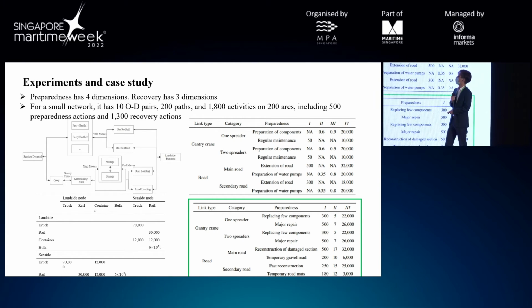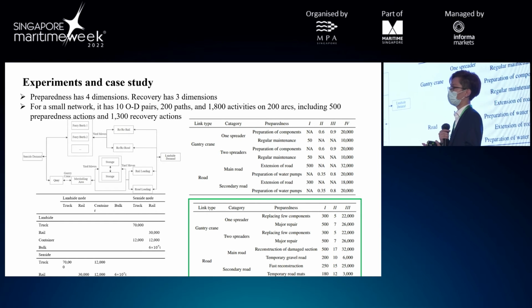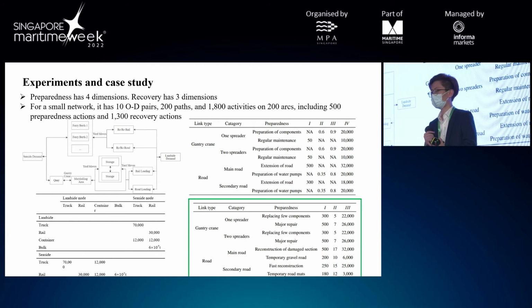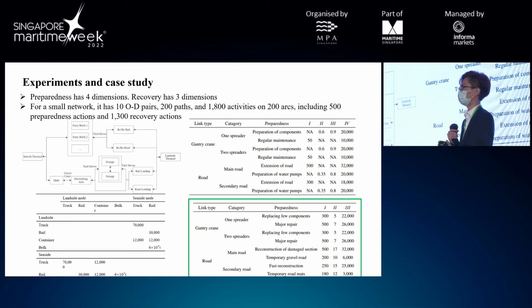Here is the input data of this model. The first picture is the network data, the second picture is the OD pair data, and then the preparedness and the recovery actions. The preparedness has 4 dimensions, while the recovery actions have 3 dimensions. They have general patterns in terms of add-on capacities, increasing the traversal time, and also a time for itself to execute.